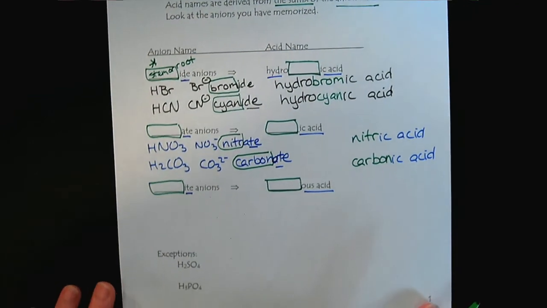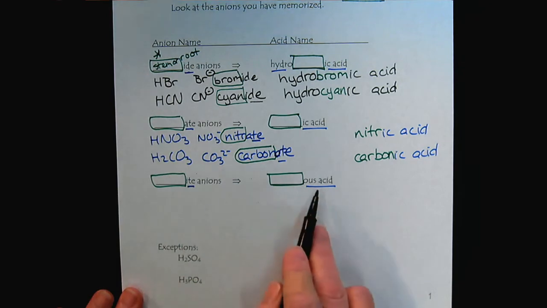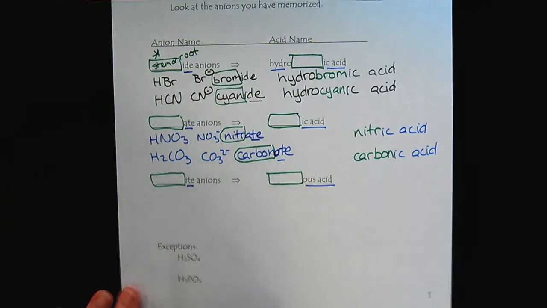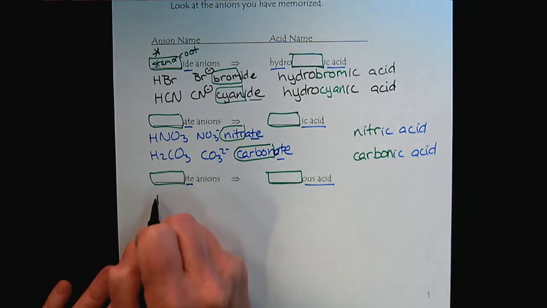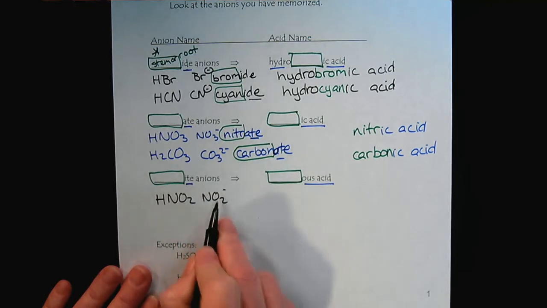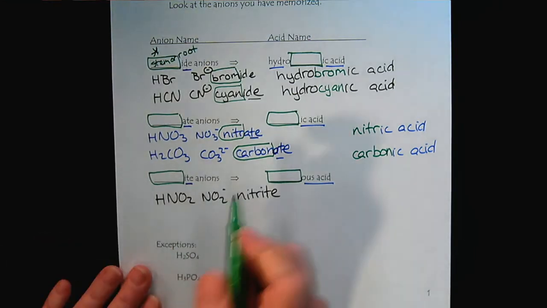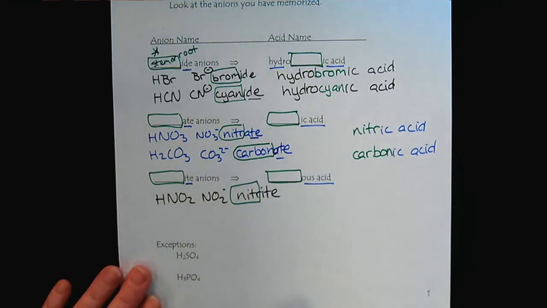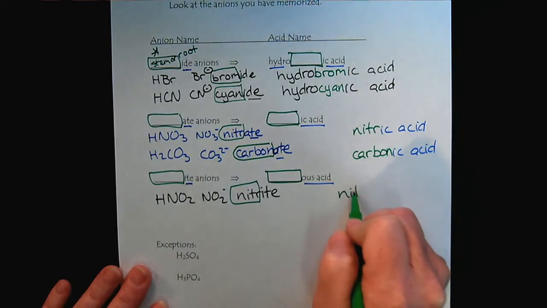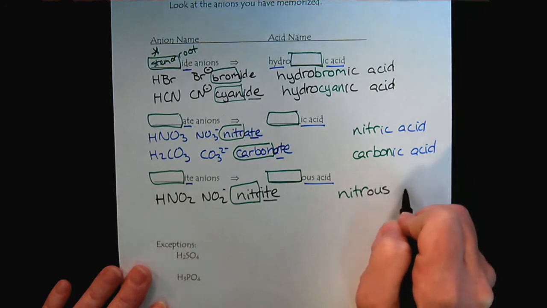Fortunately, there's only one last suffix for anions, and that's the "ite." Whenever we have "ite" as a suffix, we will use -ous acid. Some examples here, we have HNO2, so that has nitrite. Everything in front of the "ite" is the stem or the root. And then the "ite" part tells us we write -ous acid.